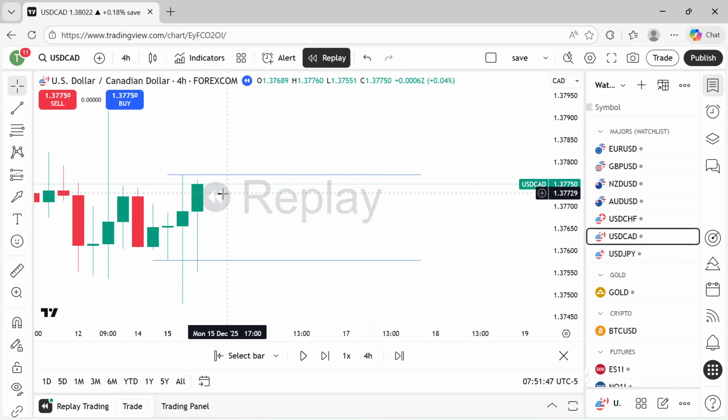Now, how a lot of people trade the failed 2 in the Strat community, I'm not saying this is the wrong way to trade it at all, because you can do it successfully like this too. What a lot of people will do is enter on the breakout of the failed 2, but that's not what I'm teaching here today. There are cases, of course, where it's ready to run, where you can absolutely trade the breakout of the failed 2, and if it really does have legs to run, then you can make money doing that.